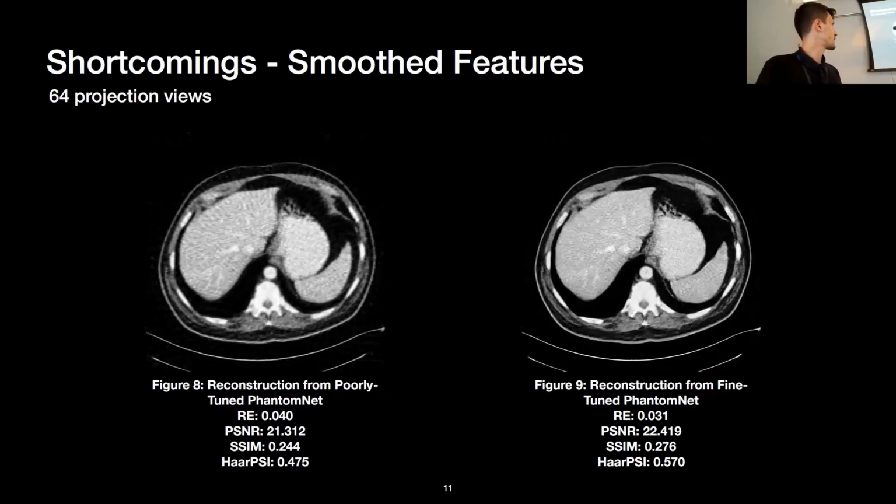If we see on the left side, the reconstruction from a poorly tuned PhantomNet, we see these streaks, as well as certain features that tend to be smoothed out. But if we train the deep learning part with more images, and if we train it for longer, and we properly tune these hyperparameters, we can get something that looks more like the one on the right, which does not seem to suffer from this smoothing out of features. We also computed the metrics again. Of course, the right side is better. All right.